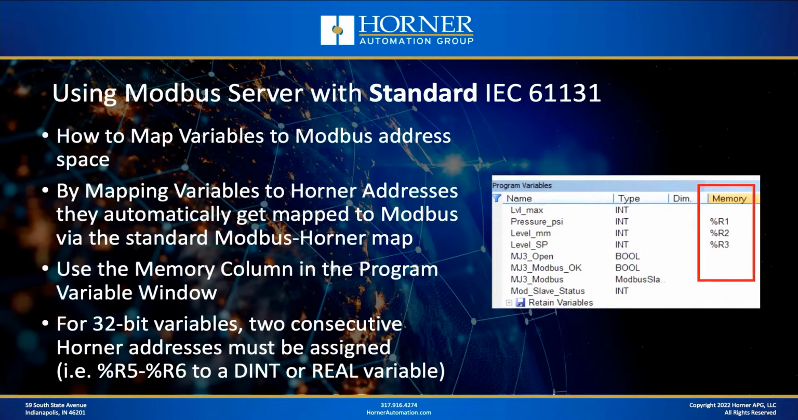How do we actually do the mapping? Well, the mechanics of doing the mapping, what I recommend you do is you go and pull up your program variable list, and then for all the variables that you want to assign as Modbus variables, in other words, you want them to be accessible over Modbus, you go to the memory column in the program variable window, and you assign them appropriate R or M Horner addresses. And again, by assigning the Horner addresses, you're assigning the Modbus addresses because they correspond through the map. Remember, if you've got 32-bit variables you're assigning, they're going to take up 2 consecutive %R variables, not just one. So you'll need to make sure that you handle that properly as well.